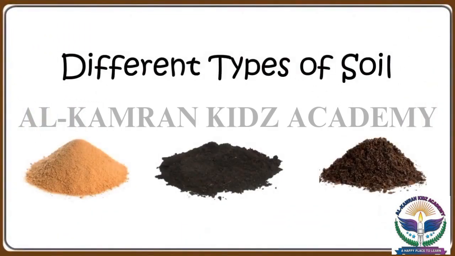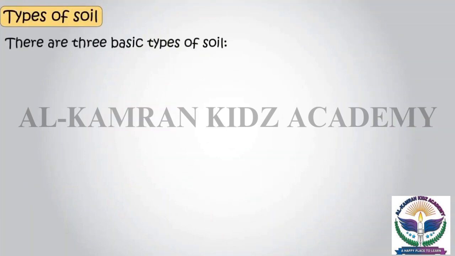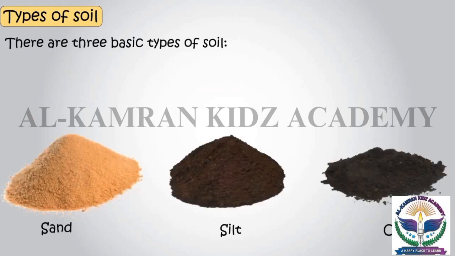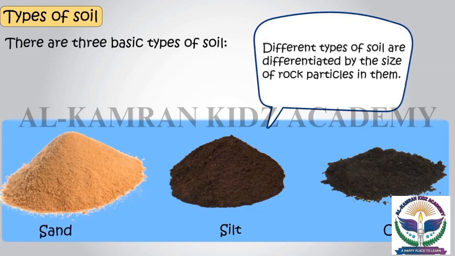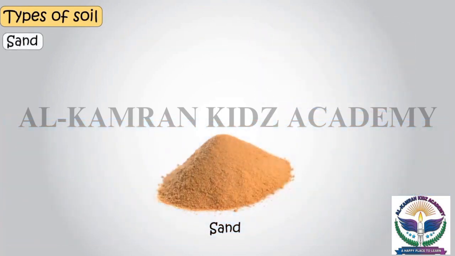So let's start. There are three basic types of soil: sand, silt, and clay. All types of soil are mainly made up of small particles of weathered rocks. That is, very small, broken pieces of rocks. And different types of soil are differentiated by the size of rock particles in them. Now let's learn about sand.